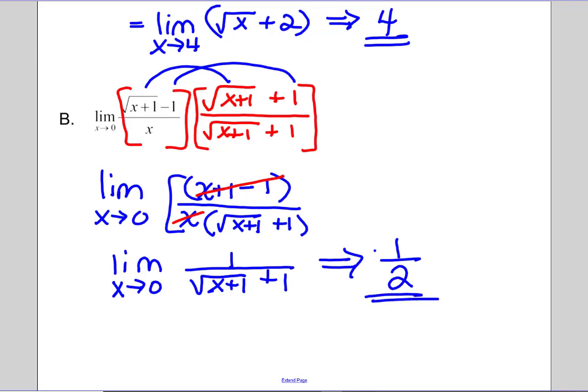Now you might want to turn off the camera and try these on your own, and then come back and check with me to see that your work and my work look the same. See you in a minute.